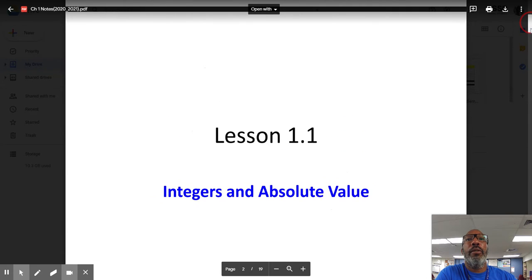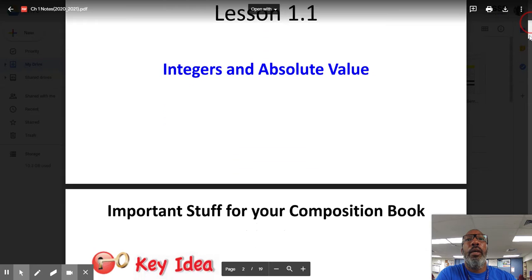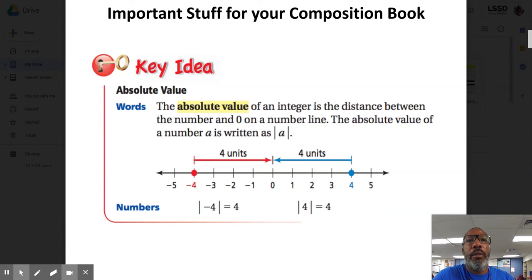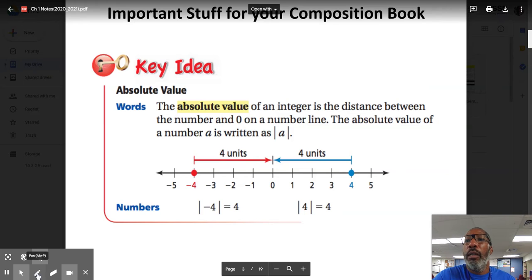So our first lesson was lesson 1.1, integers and absolute value. And what did we talk about? We talked about what the absolute value was, and you worked out some problems there. I always say to myself, I'm absolutely positive that absolute value is always positive. Hopefully that'll help you too. You're welcome to use that. Remember, absolute value is a distance, and it's always positive. It's the distance between a number and zero on a number line.